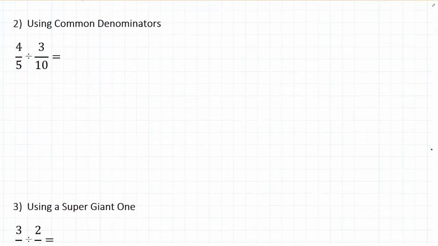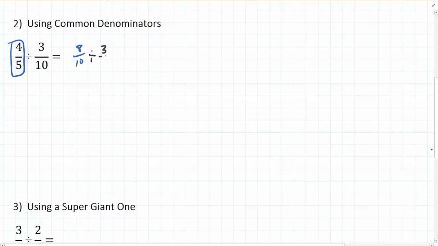Okay. The second method, I don't think we really covered this in too much detail, but it's using common denominators. So our strategy here would be to find common denominators. And if this confuses you because you're mixing it with addition, just go ahead and skip to number 3. But this is a pretty simple way if we understand the differences between division and addition. But we would find common denominators. So I know that the common denominator would be 10, so I'm going to change this to 8/10. This is now 8/10. And we're still dividing it by 3/10.